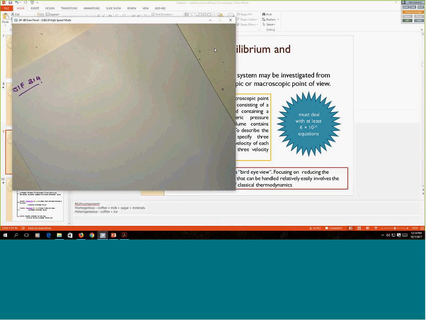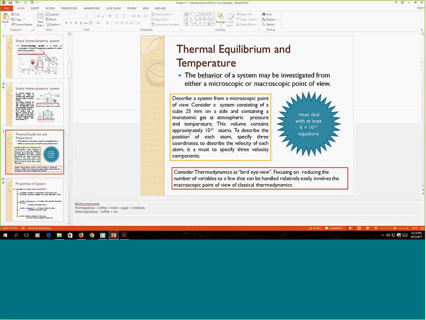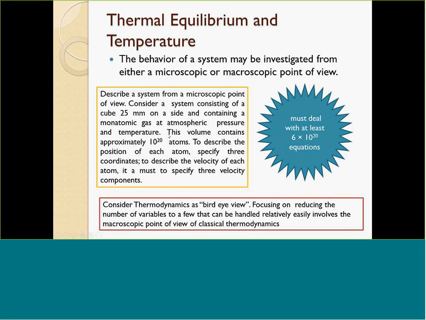So we're going to have a system, with a volume which relates to the amount of particles. We describe the position of each atom or particle with the coordinates x, y, and z. For the velocity of each atom, we specify the velocity components for x, y, and z. So you get the configuration of that particular system.